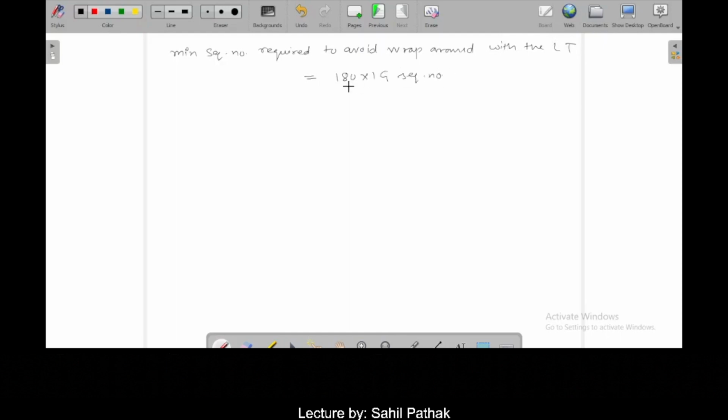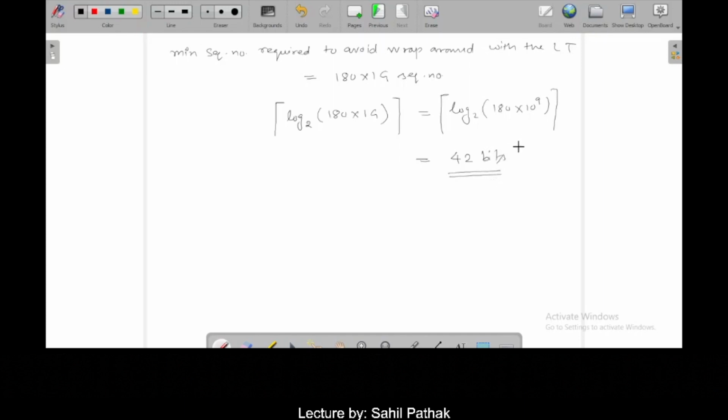ओके, सो इतने सीक्वेंस नंबर के लिए कितनी बिट्स की रिक्वायरमेंट होगी? You can calculate by taking the log of it. So log base 2 of 180 into 1G. Okay, and that would be log base 2 of 180 into 10 raised to power 9, and that is coming out to be 42 bits. Okay, so that would be 42 bits.